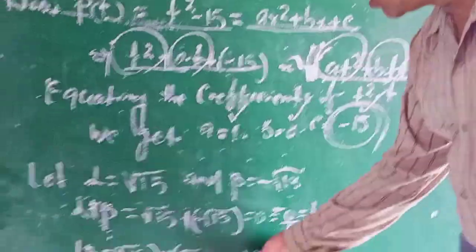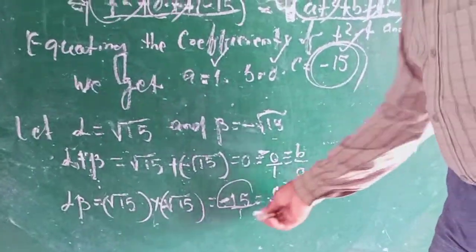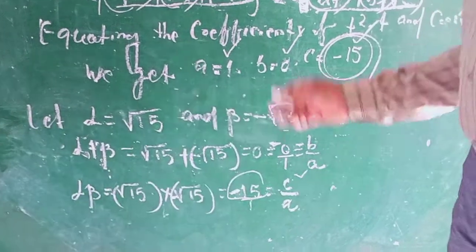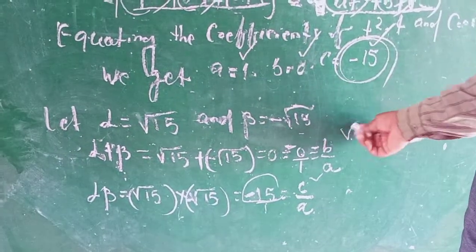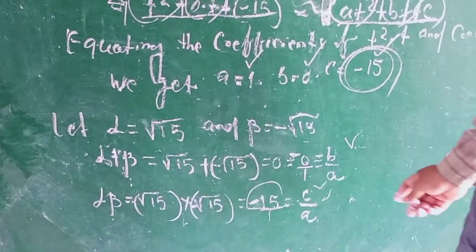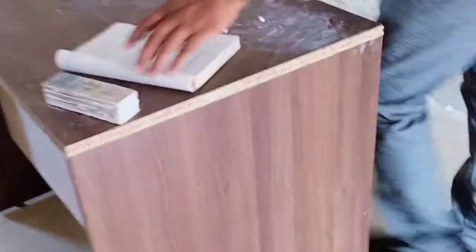So in place of minus 15 you write c, and in place of 1 you write a. Therefore alpha plus beta is equal to minus b by a, and this one is this one. All understood, I think, these two problems, and one more we have to do, that is question number 2.